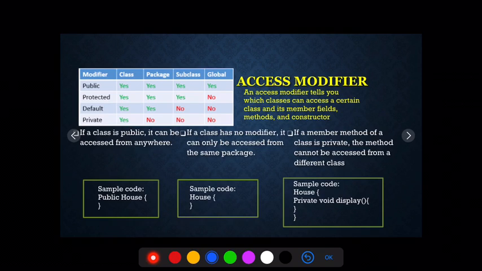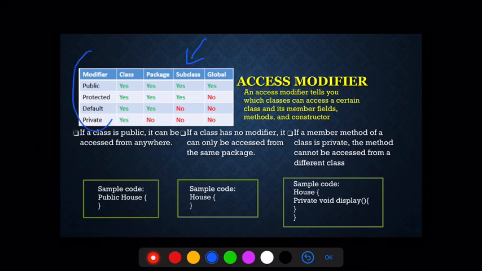Moving on, what is an access modifier? An access modifier tells you which classes can access a certain class and its member fields, methods, and constructor. So here in this picture, it's very helpful and it will tell you basically everything.